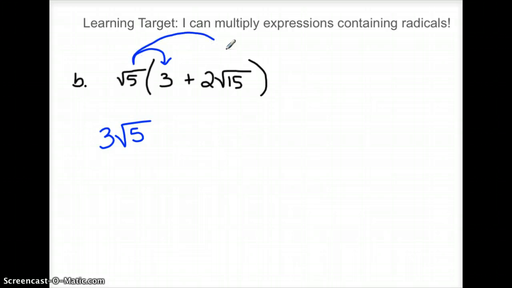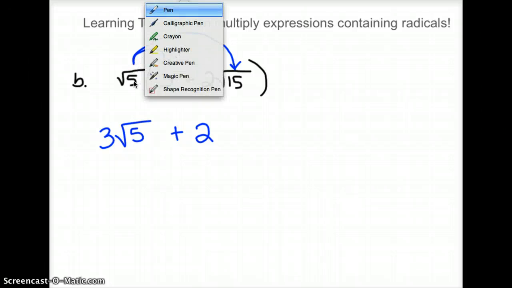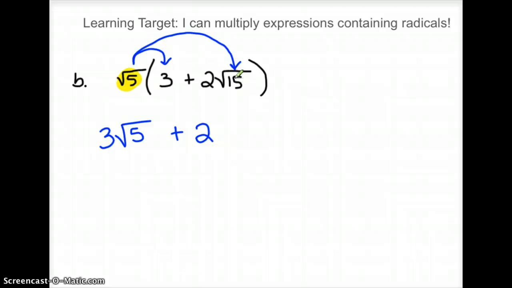Oh, this should be fun. We've got the square root of 5 times 2 times the square root of 15. Can I multiply the 5 times the 2 and get a 10? No! One's out, one's in, so the 2 is staying out. However, can I multiply the square root of 5 times the square root of 15? I actually can. And that would give me what? 15 times 5, the square root of 75.